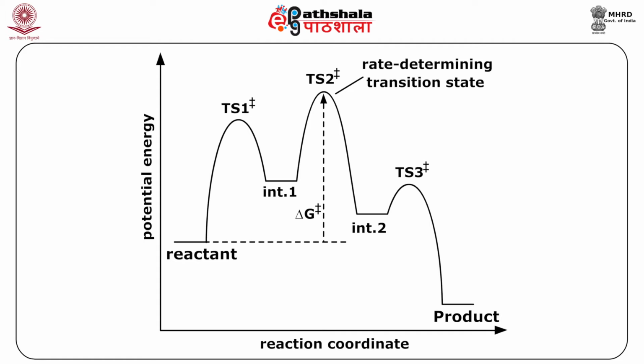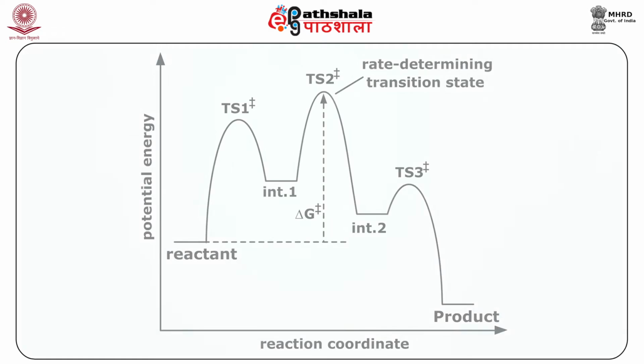Now, in this figure, the local minima represent reactive intermediates and the local maxima are transition states. The highest transition state determines the overall reaction rate, and the step with the highest energy transition state is also the rate determining step. Now, you can clearly see all this in this figure. This is the reaction coordinate diagram for a multi-step reaction showing the transition state and the intermediate.